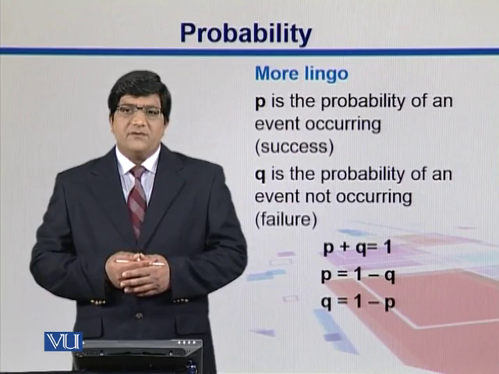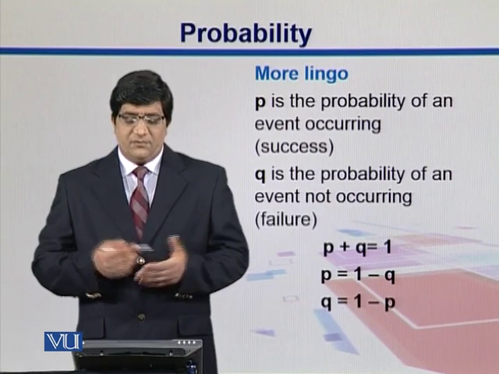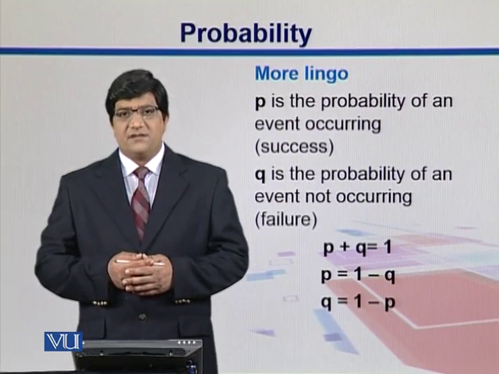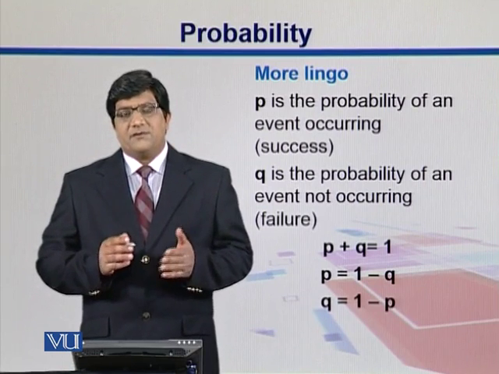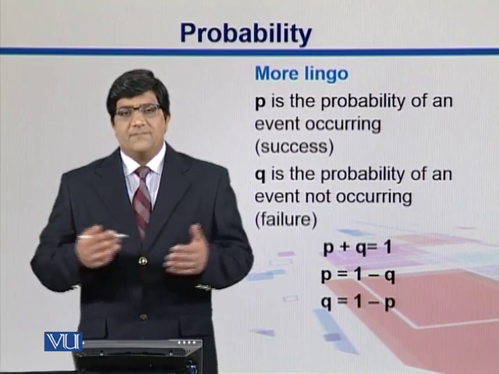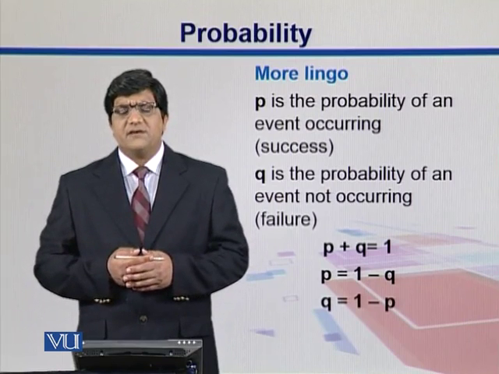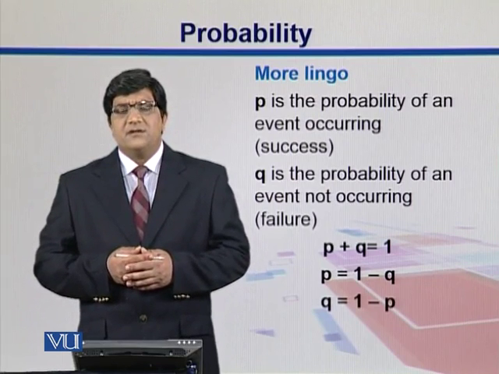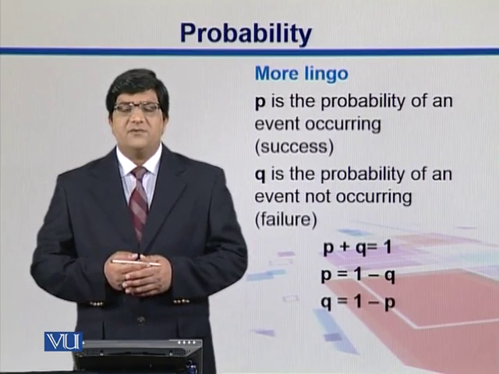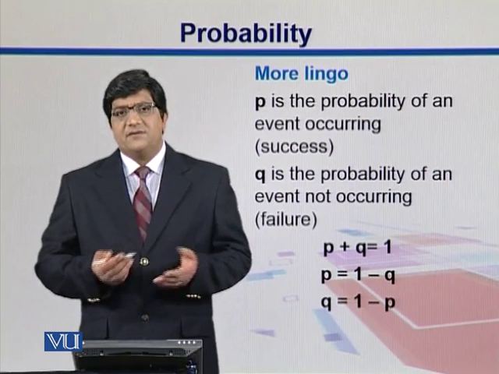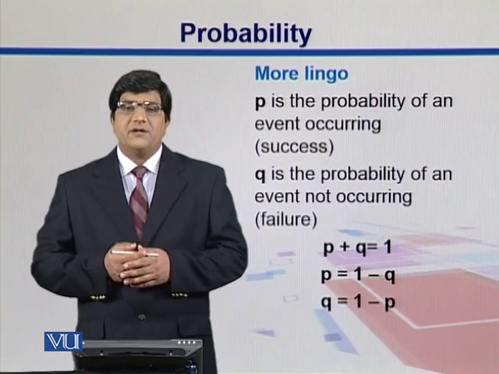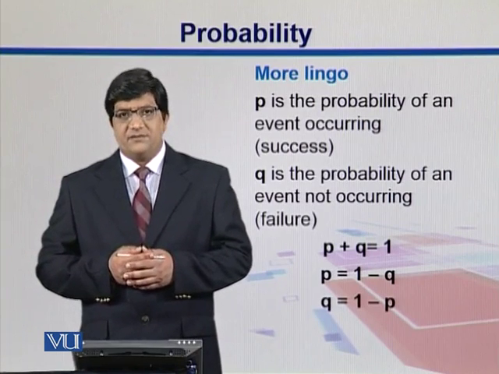In probabilities, we use these letters, P and Q. P is the probability of an event occurring, the probability of success. Now here is an important concept. What is success? In probability theory and statistics, success is defined as anything in which you are interested. For example, if you are interested in getting heads, then the probability of getting heads will be represented by P. In that case, heads are your successes.